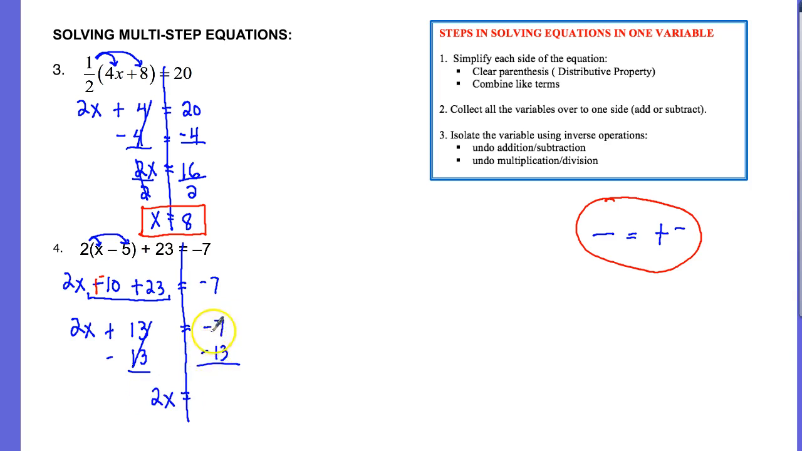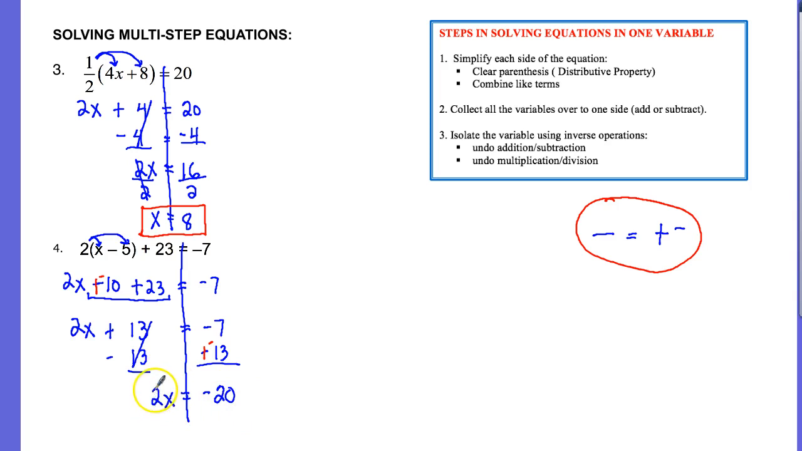Remember, negative 7 minus 13, that's the same as negative 7 plus negative 13. So what's negative 7 plus negative 13? That is negative 20. Okay, you're down to 2x equals negative 20. You want x to be by itself. You have to get rid of 2.